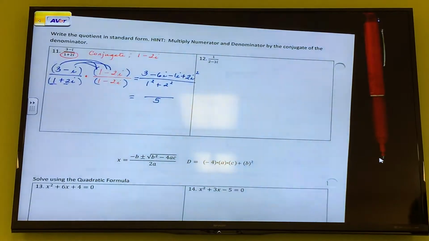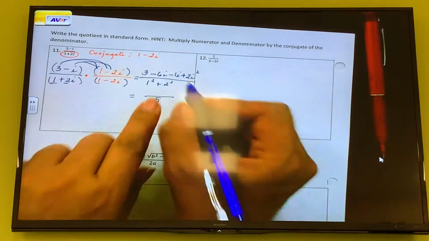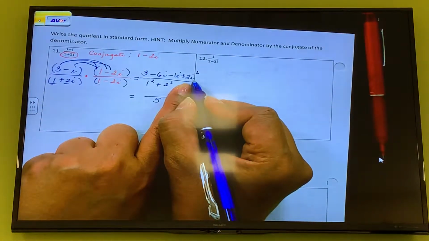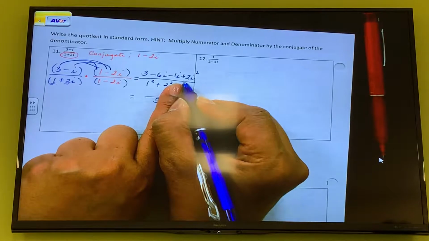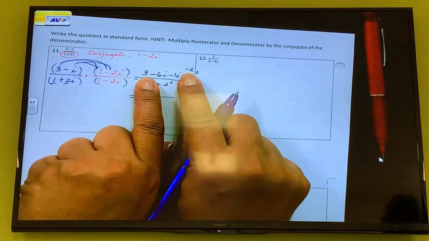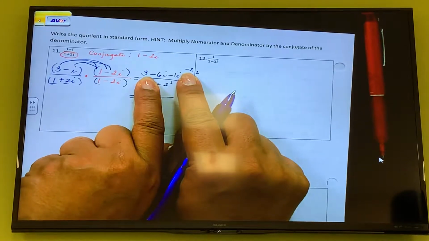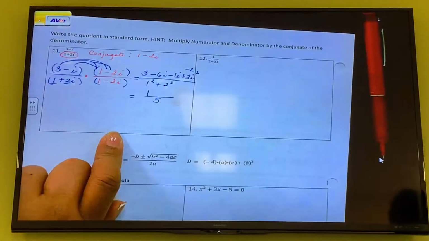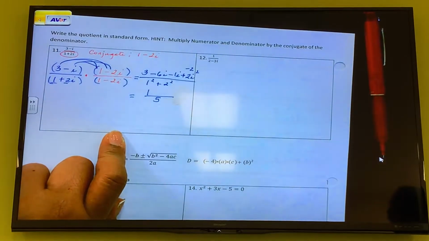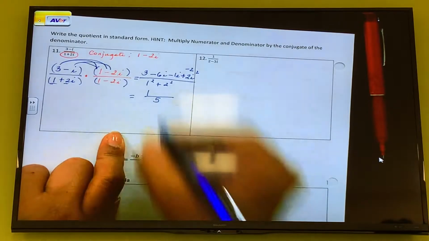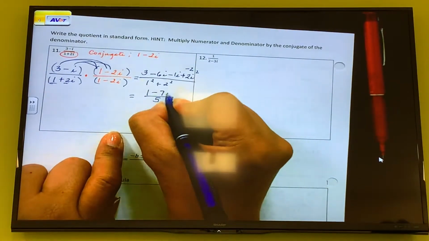Okay, but in the numerator, we have to simplify. We need to combine like terms. But what happens when it's i squared? Negative 1. That's going to be negative 1 times 2, so that would become negative 2. So we're going to combine 3 and negative 2. And what's 3 plus negative 2? 1. So the real number is 1. What about the imaginary, going with the i? Negative 6i minus 1i? Negative 7i.